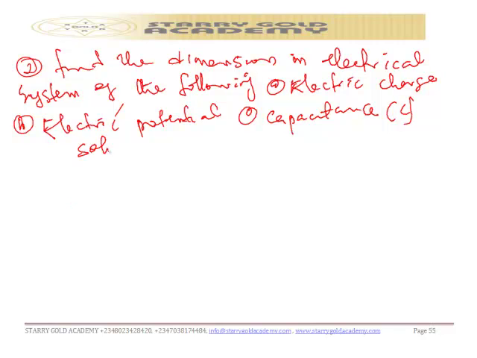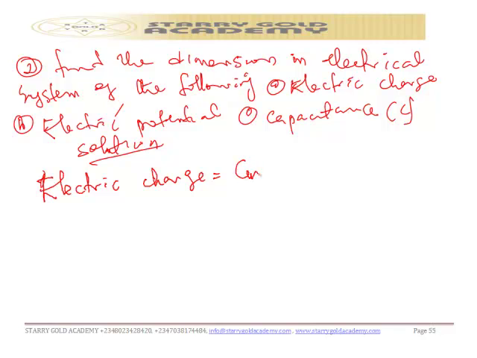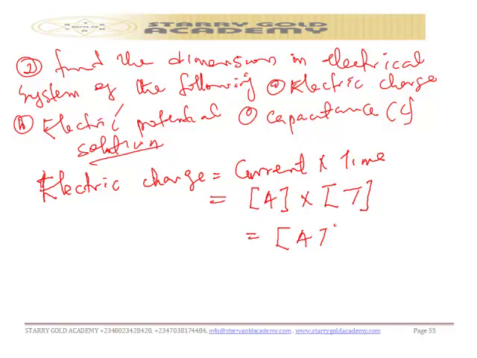Now let us look at the solution. Now, the electric charge is giving us current multiplied by time. Now, our current is what? A, ampere. And our time is what? T. So at the end of the day, we have AT.